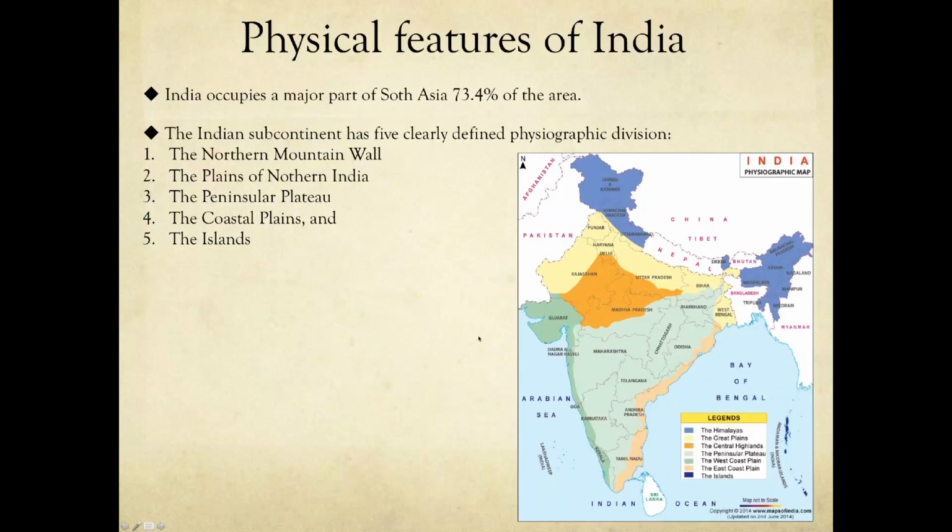The third one is the Peninsular Plateau. Peninsular, as I said earlier, is a land body that is surrounded by water from 3 sides. So this is the Peninsular Plateau. The fourth one is coastal plains. Coastal plains of course lie along the coastal part of India, to the west and to the east. And the fifth part is the islands. In islands we have 2 island groups, the Lakshadweep Island group and the Andaman and Nicobar Island groups.